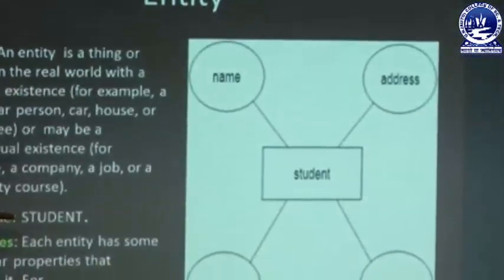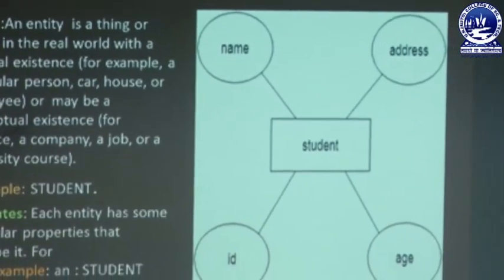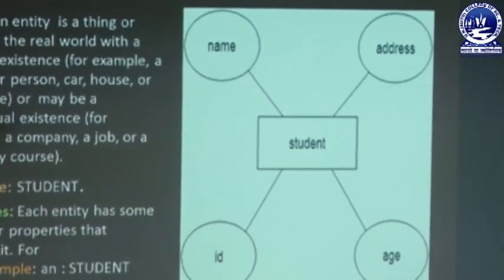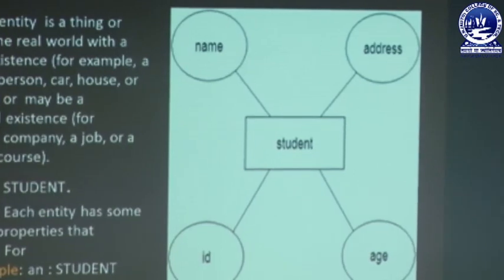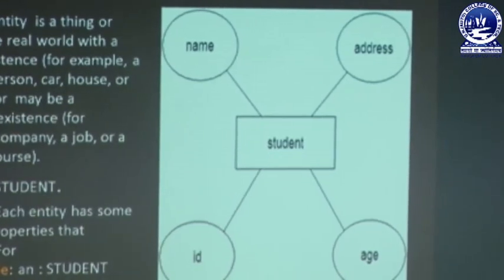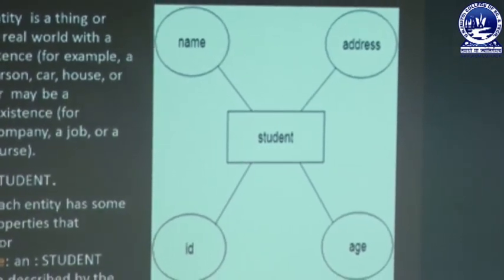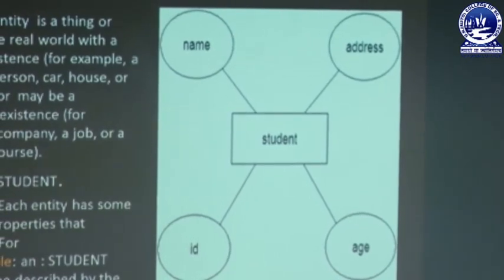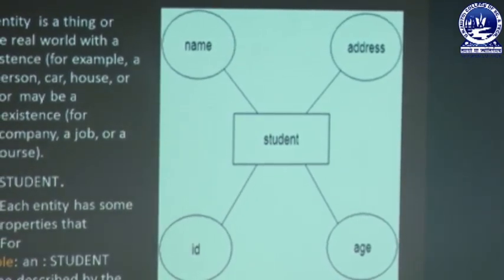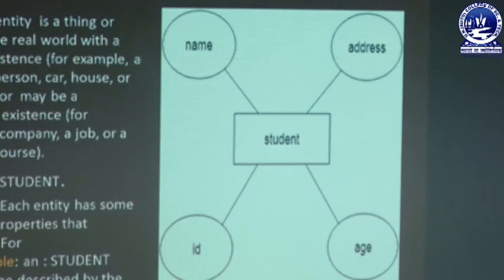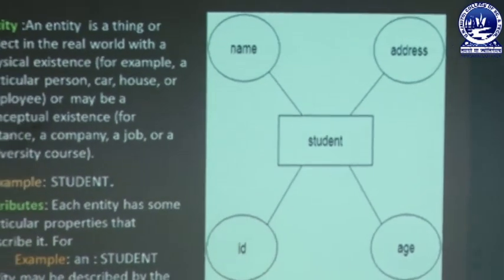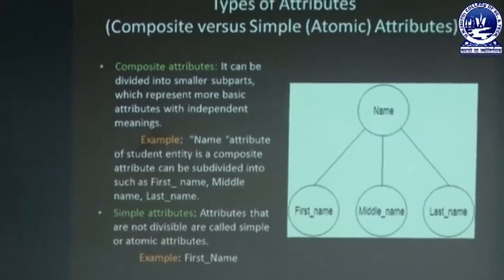So, you can see the picture, this is the example how entity and attribute are represented in ER model. Entity are represented by using rectangle symbol and attribute are represented by using the oval symbol. Here student is the entity and these are the attribute of the student entity, that is name, address, ID and age, which are represented by using the oval symbol. Next we have to know what are the different types of attribute.